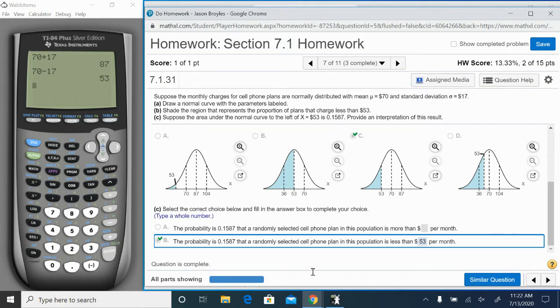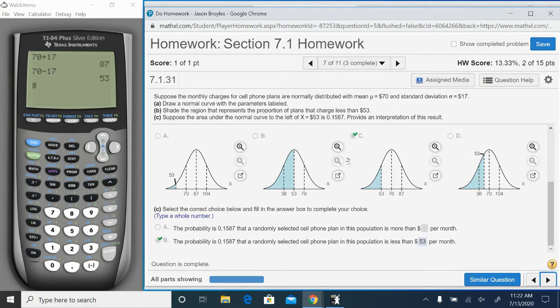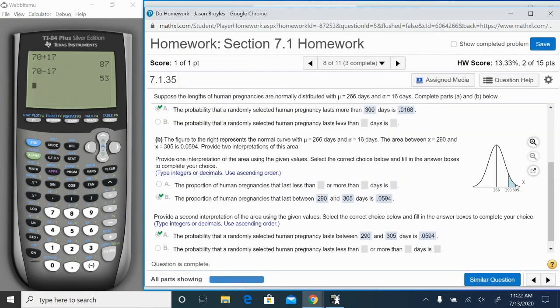The probability is 0.1587. That's given to you in the problem. In the next section, you'll see how we're going to calculate that on our own. But the probability is 0.1587 that a randomly selected cell phone plan in this population is less than 53. Less than, you're shading to the left; more than, you would be shading to the right. So that's why this choice is less than. Okay, a couple more on the next problem, showing some similar stuff.